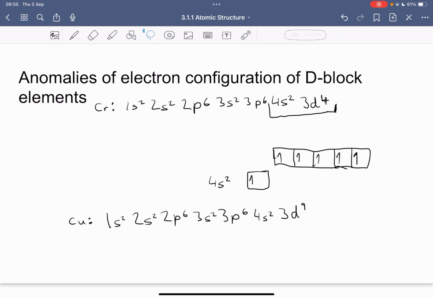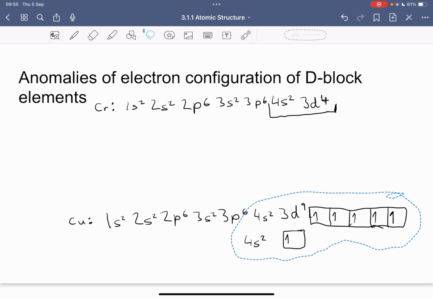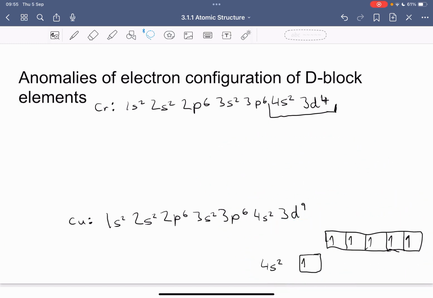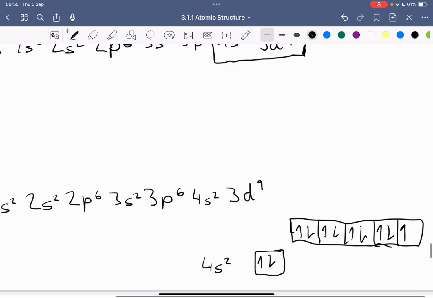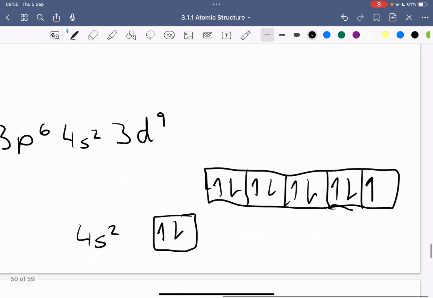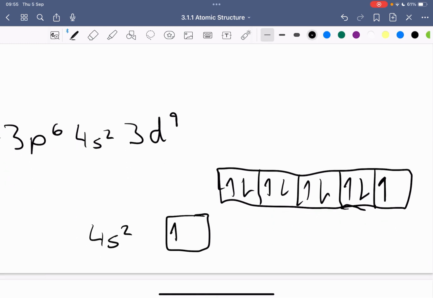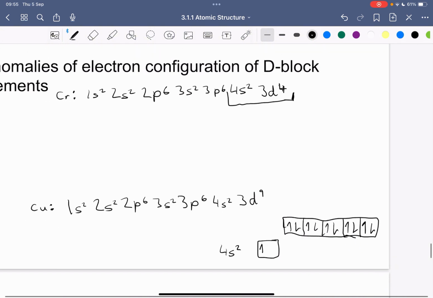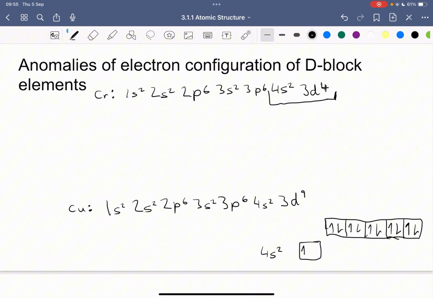Now, I'm just going to bring this down here. So if we use this again, this is what you'd expect. However, once again, to make this more stable, we take an electron from here and put it here. So now the actual electron configurations are like this. So these are the two anomalies you need to know in the D block elements.